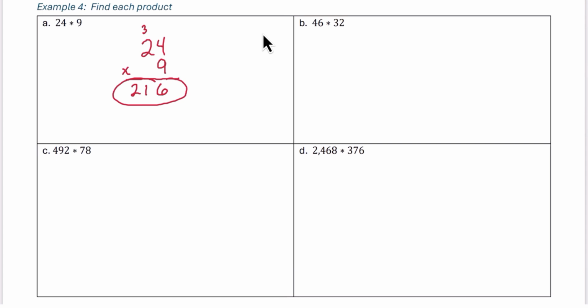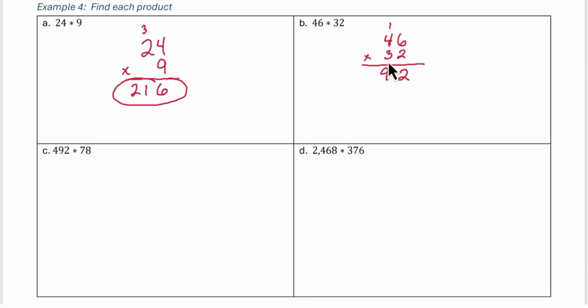In our next example, we have 46 times 32. Remember to align flush on the right. We start by looking at the 2. 2 times 6 is 12. So we put a 2 in the bottom and we carry a 1. Then 2 times 4 is 8, plus 1 gives us 9.